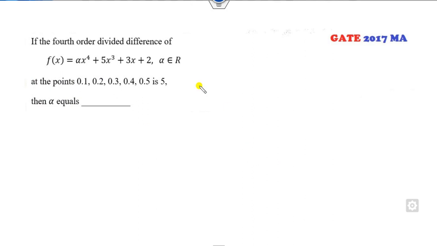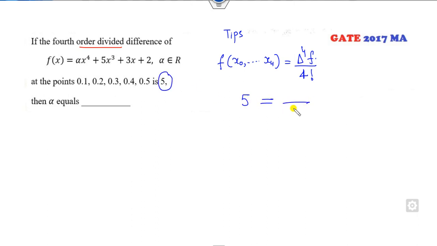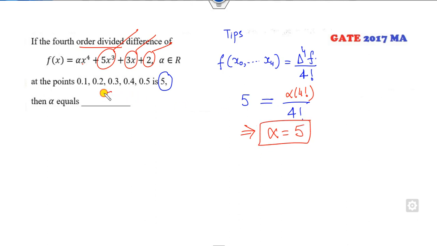Okay, look at this another one. Find the fourth divided difference table. So again, as I told you, what is the shortcut trick for you? This will be my fourth difference divided by 4 factorial. It comes to be 5, which is, what is the fourth derivative of this? It's a 0, 0, 0. What is the fourth derivative of this? Alpha times 4 factorial. Can you find the value of alpha? It's a 5. You can see how many seconds you needed to solve the problem.